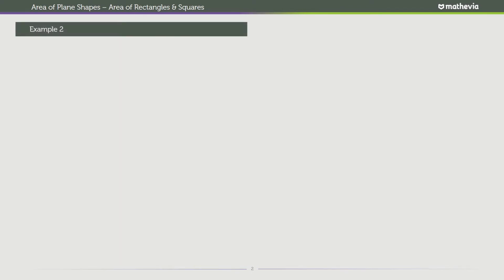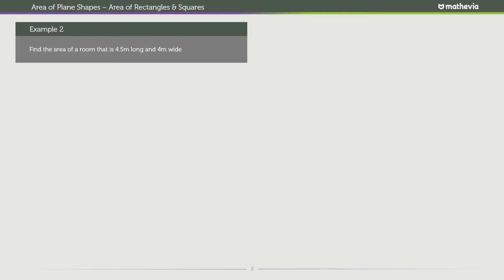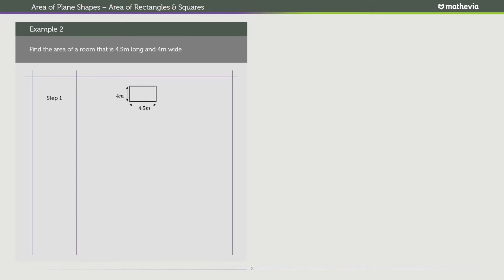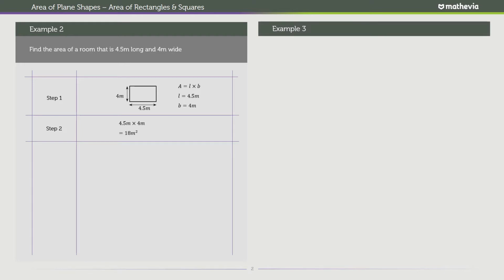Example 2. Find the area of a room that is 4.5 meters long and 4 meters wide. So the length is 4.5, breadth is 4. We have a rectangle, and we know that area is length times breadth. Length is 4.5, breadth is 4 meters. To find the area of this rectangle, you just need to multiply the two numbers and you end up with 18 meters squared. So we have 4.5 meters times 4 meters and you have 18 meters squared. Simple.